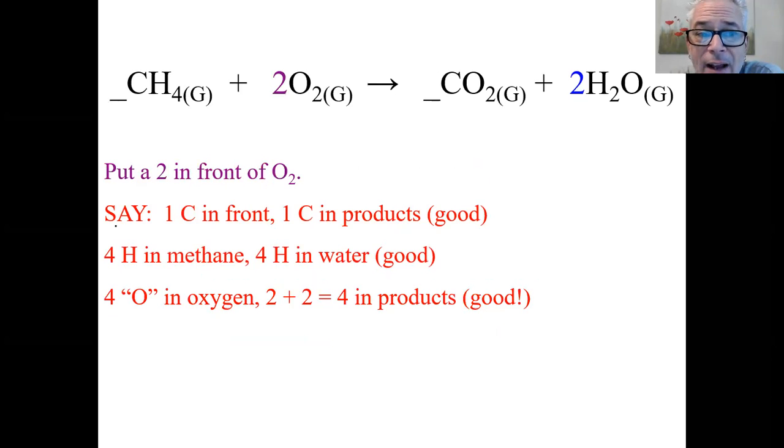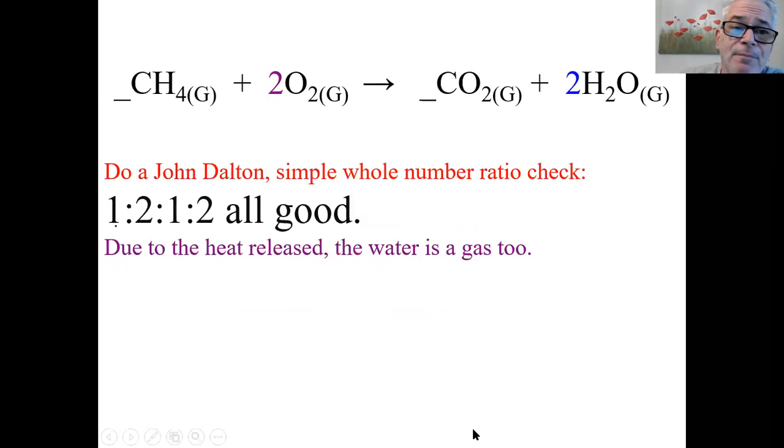Now we have to check. There's 1 carbon in the front, 1 carbon in the back. Good. 4 hydrogens in the front, 4 hydrogens in the back. Good. There's 4 oxygens now on the reactant side, and there's 2 oxygens in CO2 and 2 oxygens in water. That's 4, all balanced. Finally, we have to do what's called the John Dalton check.